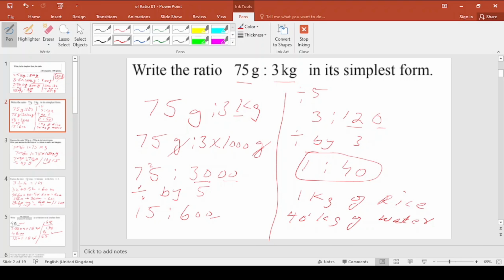So this is the function of ratio, and in the next video we will further solve some advanced questions on ratio.